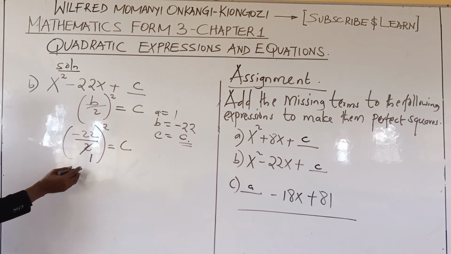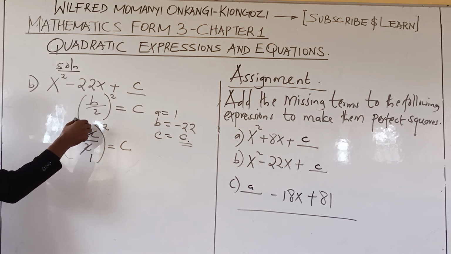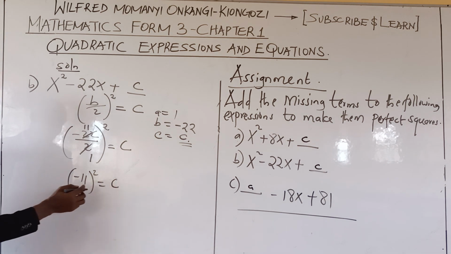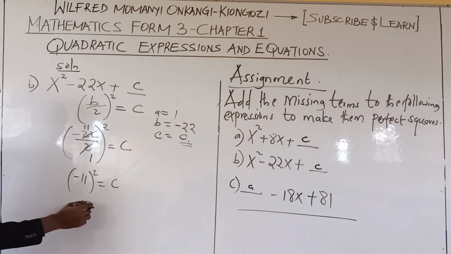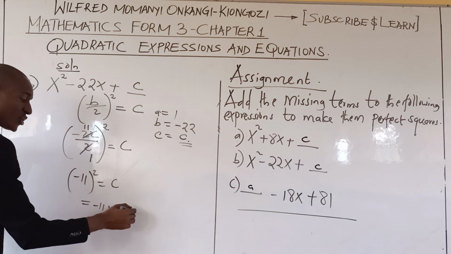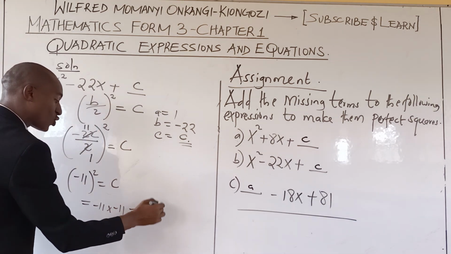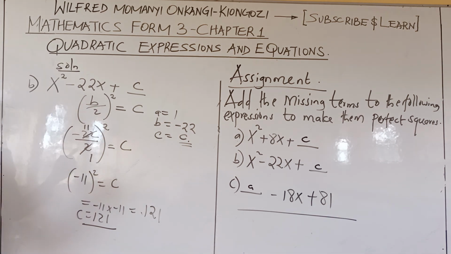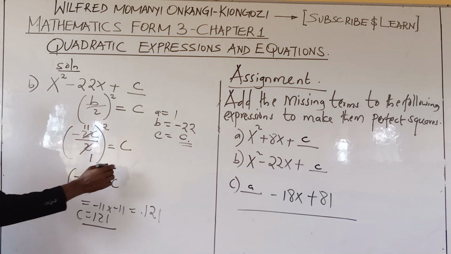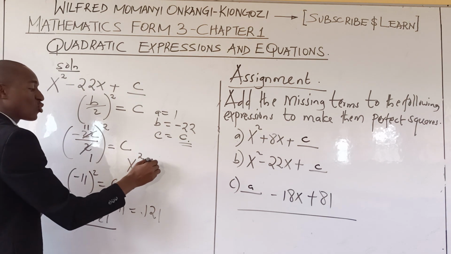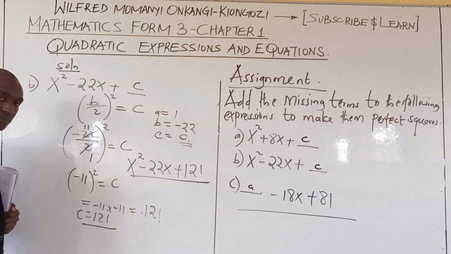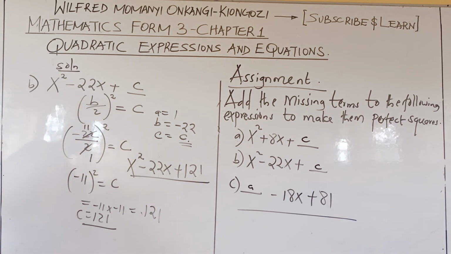Divide 22 by 2, you get 11. So we have negative 11 squared is equal to c. Negative 11 squared is negative 11 times negative 11, which is positive 121. So our c is 121. And in this case, if you want to write the quadratic expression, we shall have x squared minus 22x plus 121. The last one, which is a bit different, we are missing a.